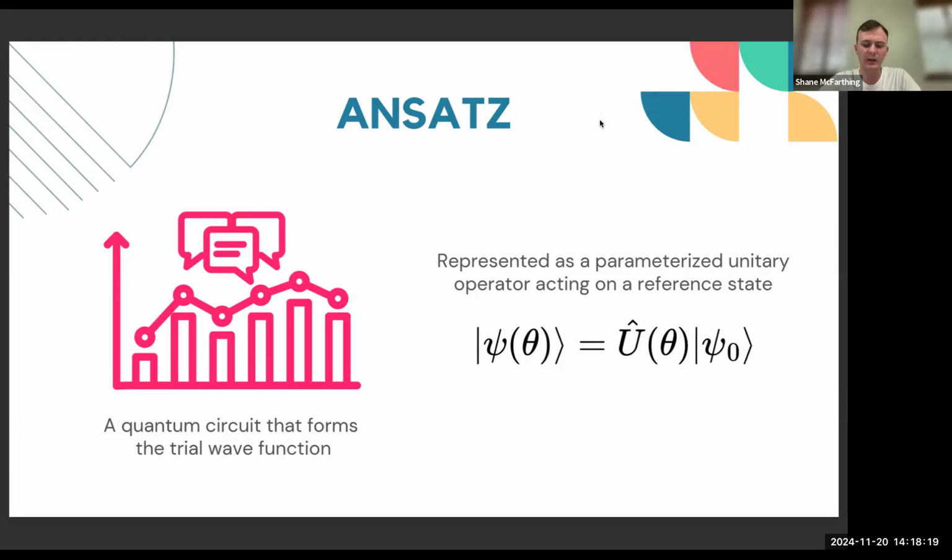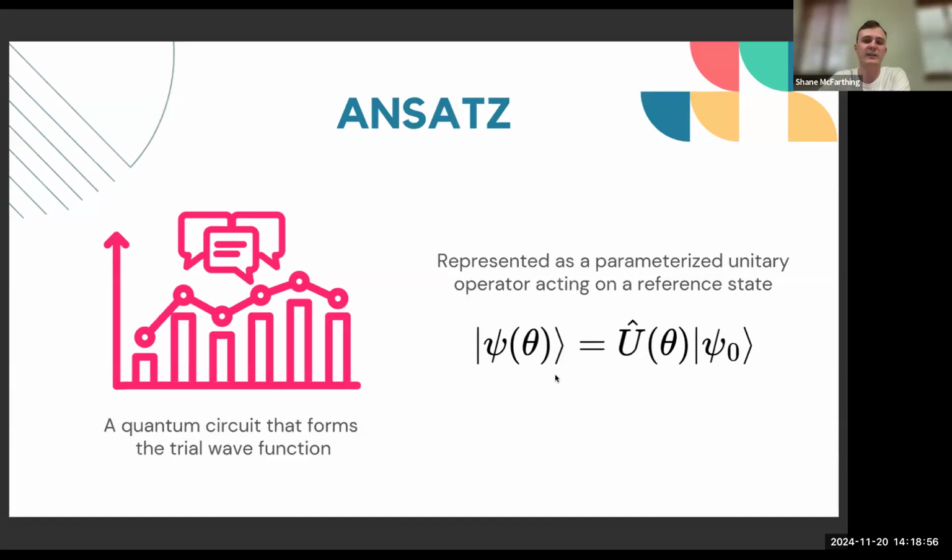So as we've spoken about, the electronic structure problem is trying to find solutions to the Schrödinger equation. And those solutions are specific states of the chemical system. And we are essentially trying to find the wave function describing those states. And when you use VQE, we use this quantum circuit to generate that specific state. So it's a quantum circuit that forms a trial wave function, and it'll give different amplitudes for different determinants in our wave function. And it's represented as a parameterized unitary operator.